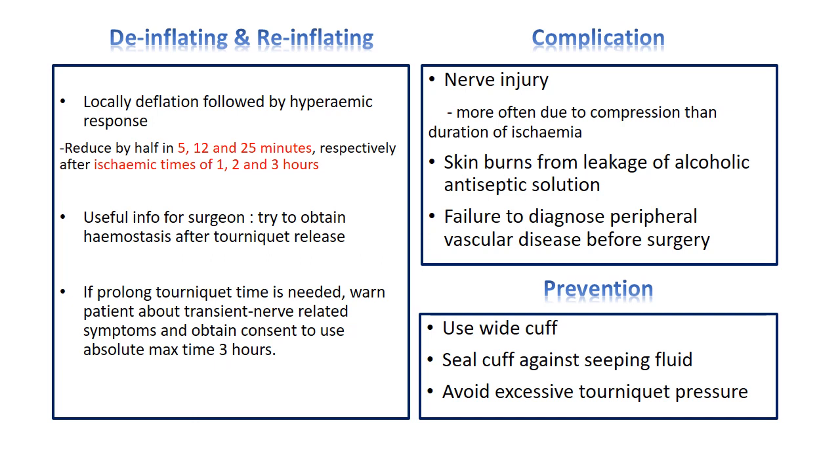So there are several complications of tourniquet. The first one is nerve injury, and next it can cause skin burns from leakage of alcoholic antiseptic solution. And lastly, failure to diagnose peripheral vascular disease before surgery. These complications can be prevented by using a wide cuff, sealing the cuff against seeping fluid, and avoiding excessive tourniquet pressure.